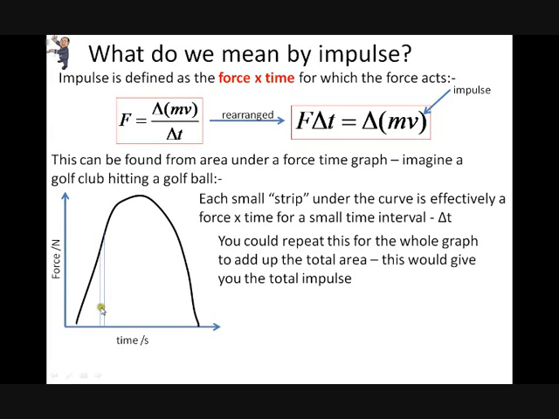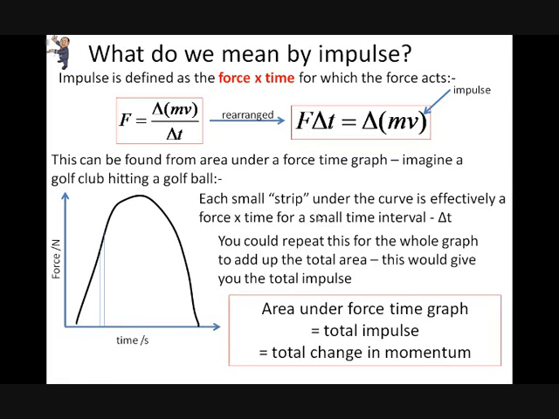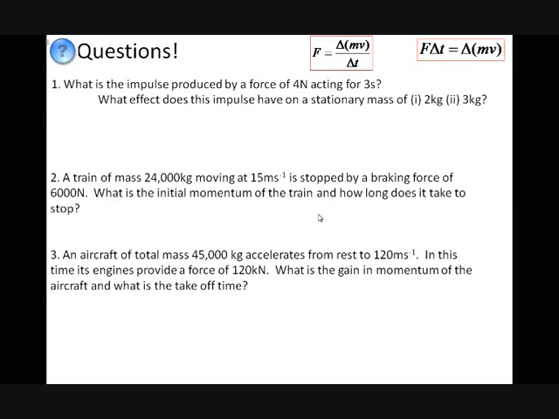So you can see that little strip there. If I worked out the force times the time for that and then did the next and the next and the next, I would add up all of the little force times time. So that would give you a total change in momentum, or a total impulse. So the key thing is the area under a force time graph is equal to the total impulse, or the total change in momentum.